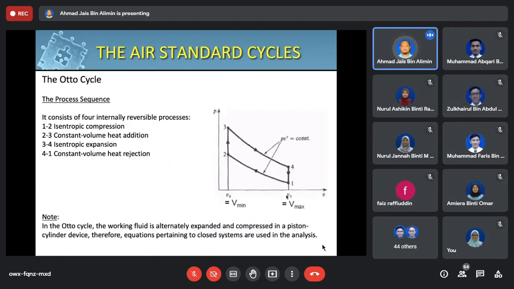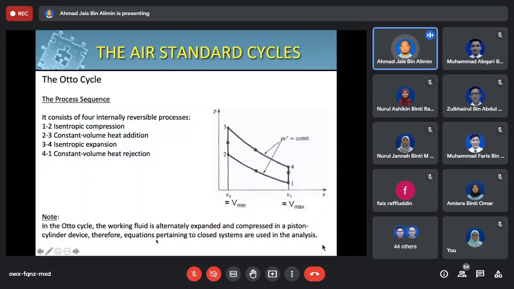And then for the Otto cycle, we can define it as isentropic compression, then constant volume heat addition. Okay, because for the Otto cycle, based on the air standard assumptions, we represent the spark ignition process as the heat addition process, which is happening at constant volume conditions. So it's happening between 2 and 3.